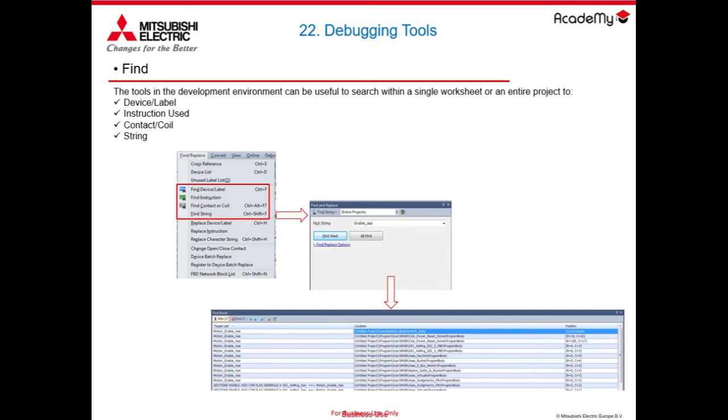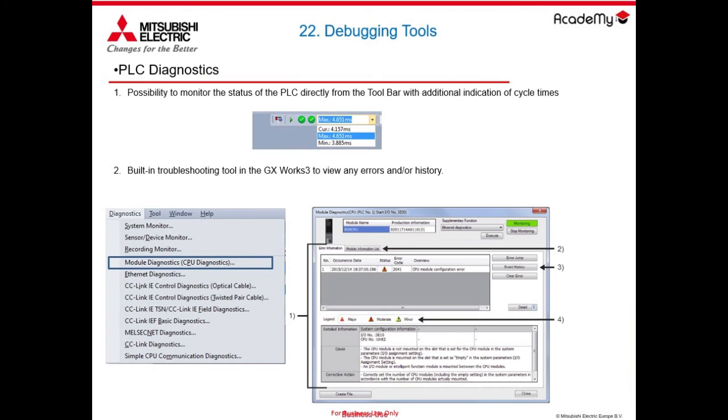Okay, in the same way as cross-reference, we can find files within the program. As far as PLC diagnostics are concerned, there is the possibility of monitoring the PLC status directly from the toolbar with further indications on cycle times. We've already talked about this troubleshooting tool integrated into the GX Works tree to view any errors present in the history. Here, for example, now we access this screen here.